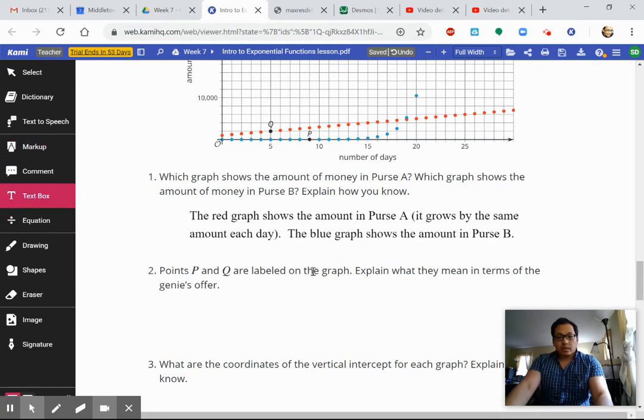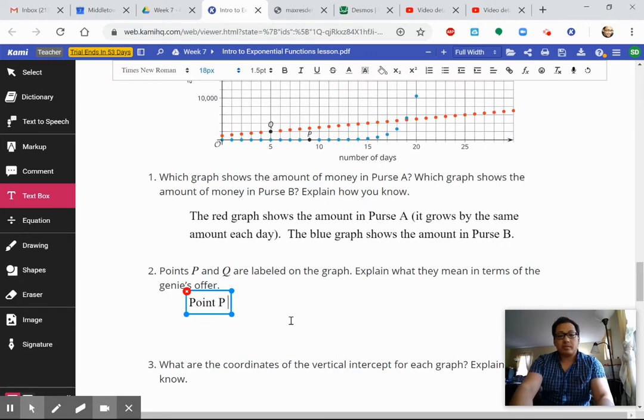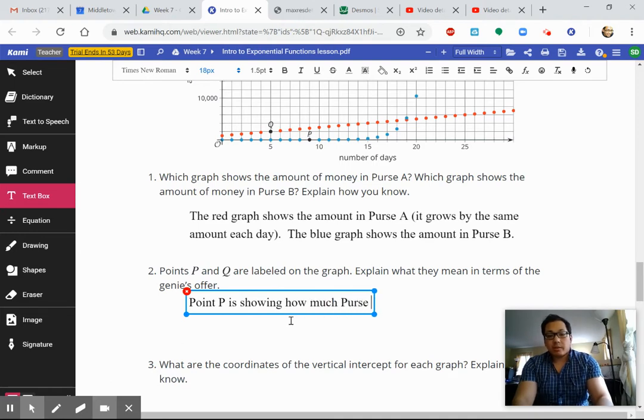Points P and Q are labeled on the graph. Here's point P and here's point Q. Explain what they mean in terms of the genie's offer. Okay, so what does point P mean? Point P is on the blue graph, so that's purse B. And what is it showing us? Well, it's showing us how much purse B is worth after how many days? It looks like it's just short of 10: 5, 6, 7, 8, 9, on the 9th day. Point P is showing how much purse B is worth on the 9th day.